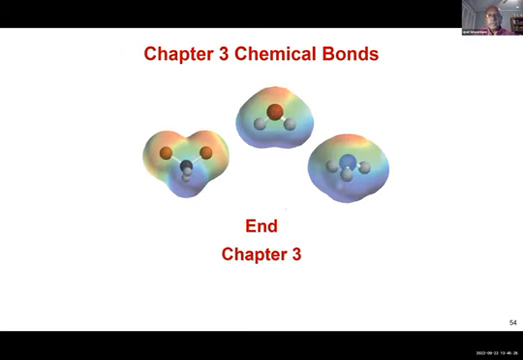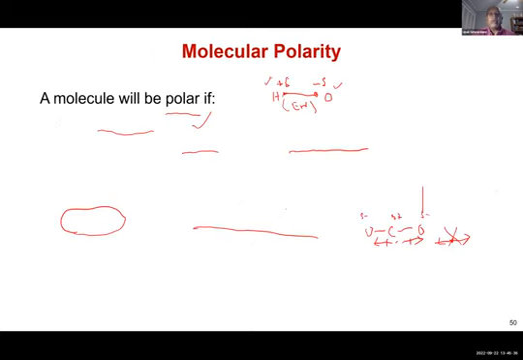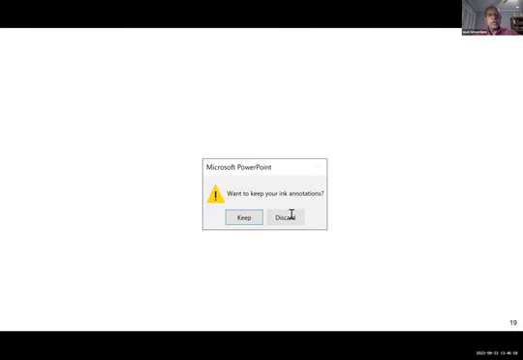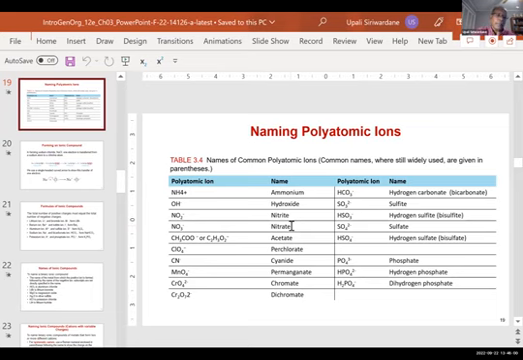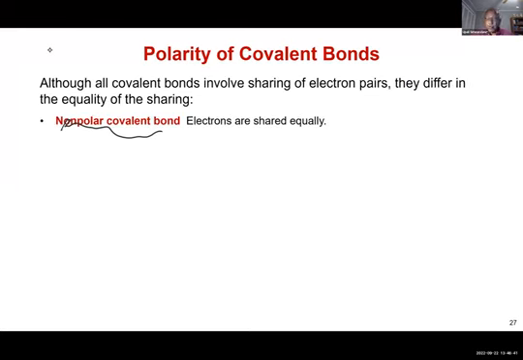Now, when you look at to predict the polarity of a bond, I may have to go back a little bit. I went way down. Polarity of covalent bond. There are two types of covalent bond. We talked about non-polar covalent bond. Non-polar covalent bond. Right here.